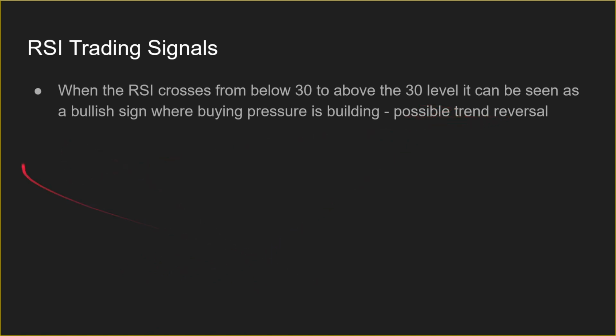If prices are falling, the RSI goes down, right? So now if things are crossing to the upside, this could be seen as a bullish sign. Buying pressure is building, selling pressure is decreasing, possible trend reversal. In this situation, this could act as a potential long entry and also as a signal to close any open short positions. You don't want to have short positions open if the market is looking to form a bottom, and we might see a possible reversal to the upside.